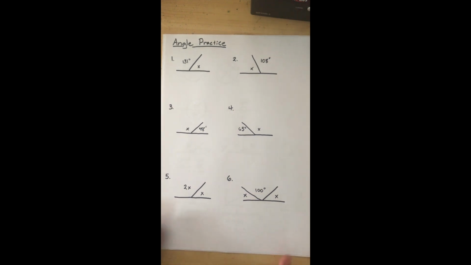Anyways, here is straight line angle practice. You can download this off the assignment on School Loop, or you can pause the video right now and just copy down the 6 problems. Wouldn't take you very long. I'll give you a second here to get that done, and then I'll solve each of these, and then we'll do some right angle practice. Here we go.